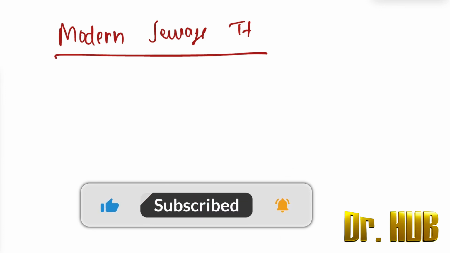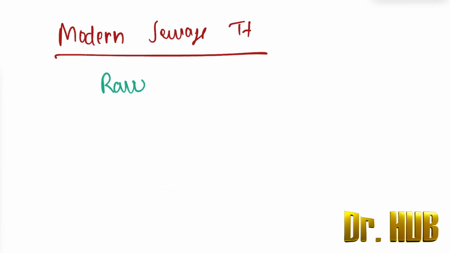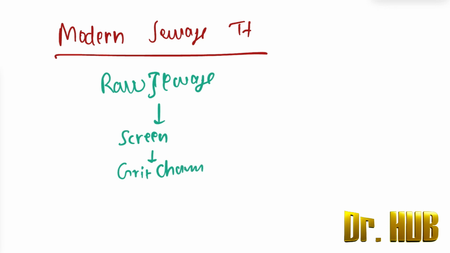In the outline, first there is raw sewage. Raw sewage leads to the screening. So there is a screen. Next comes the grit chamber, and post this comes the primary sedimentation tank.